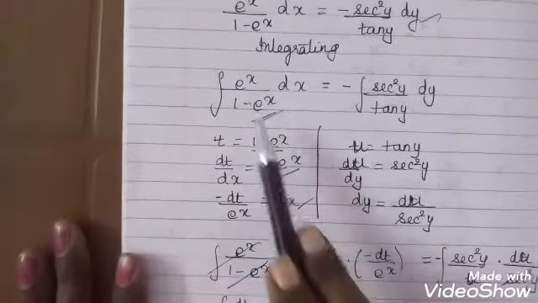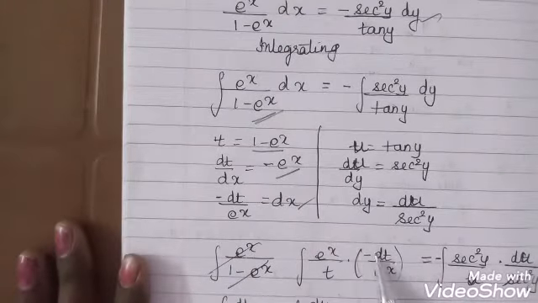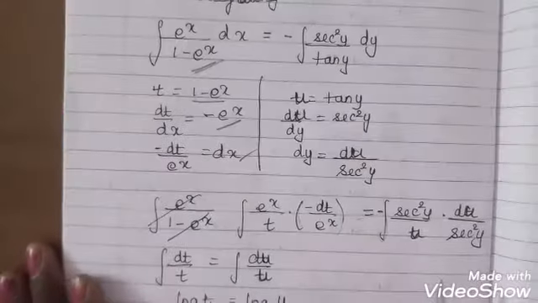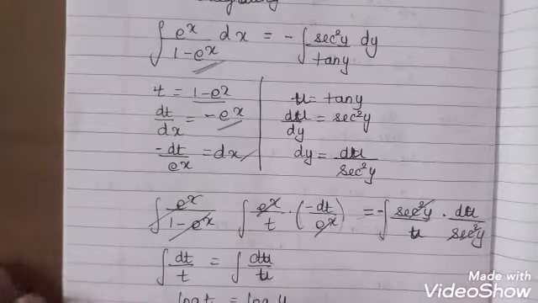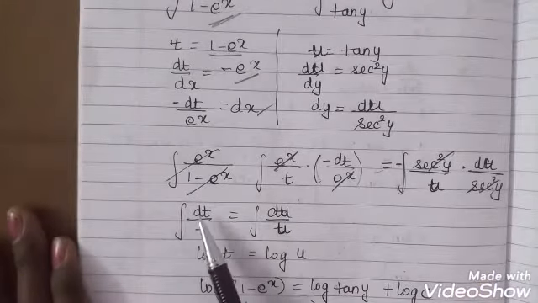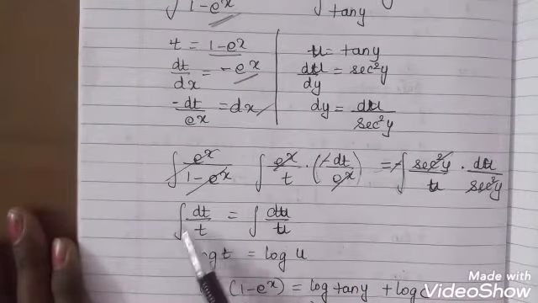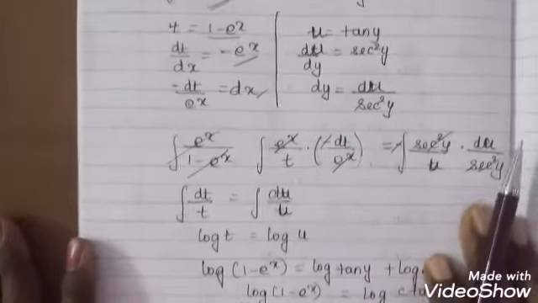and your dy is equal to du divided by secant squared y. So substitute it here. When I substitute it, e power x divided by t into minus dt divided by e power x, which is equal to minus integral of secant squared y divided by u into du divided by secant squared y. This is what you get here. So of course it gets cancelled. This also gets cancelled here. So it's integral of, what will I get here? This minus and minus also gets cancelled here. It's integral of dt divided by t is equal to integral of du divided by u.